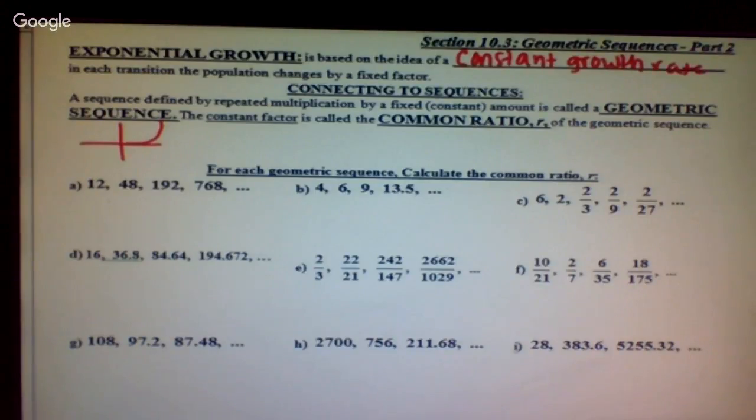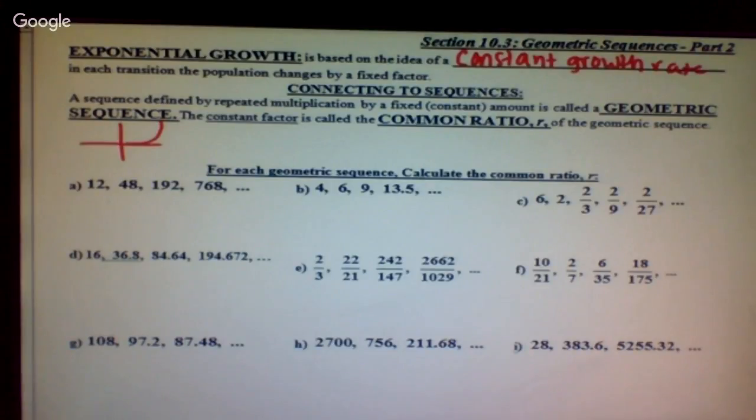Exponential growth is based on the idea of a constant growth rate, which means that we multiply by the same number over and over again. Whether it be a whole number, a decimal, a fraction, we multiply by that same number. That number is called your common ratio because we divide to get it. With the examples given here, all I want you to do is calculate the common ratio.